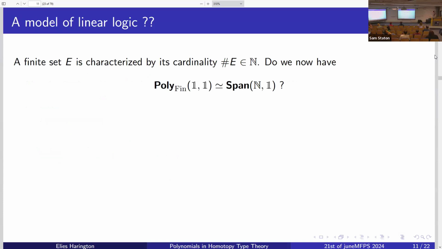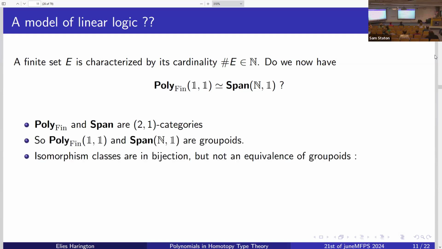Now that we have reduced the polynomials that we are considering, can we hope for something like this? A finite set is entirely characterized by its cardinality. And so instead of having span between all sets and 1, maybe if we replace all sets by just natural numbers, we might get what we want. And here we need to take a step back and remember that the polynomials and the spans form bicategories. So here, this is actually a groupoid, and this is also a groupoid. So this equivalence sign here, we want it to be an equivalence of groupoids.